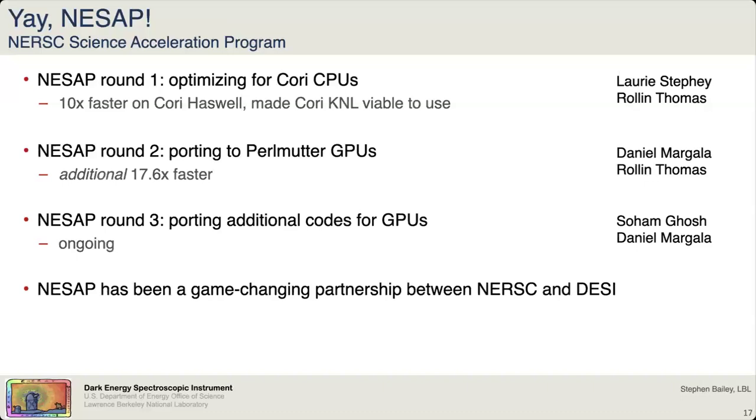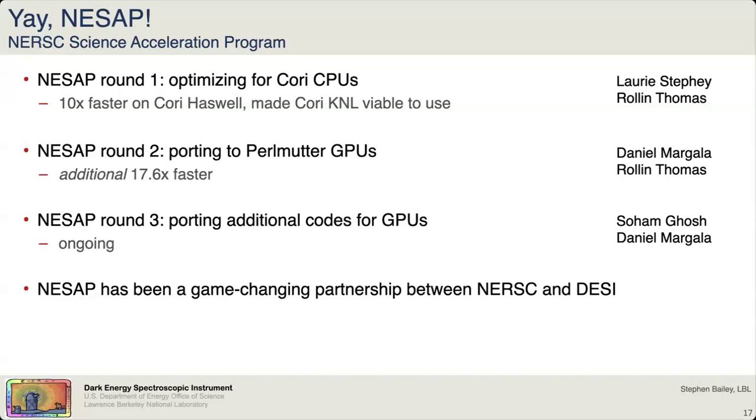I do have to put in a plug for the NESAP program. This has been fantastic for us, the NERSC Science Acceleration Program. Round one, with Lori Steffi and Roland Thomas, who was our manager at that point, made our code 10 times faster on Cori Haswell compared to what it was running on Edison prior to that. We didn't get nearly that much speedup on the KNL CPUs, but it made it fast enough that KNL actually became viable for us to use, and we didn't have to wait a gazillion hours. And so the NESAP program was what allowed us to use the Cori KNL.